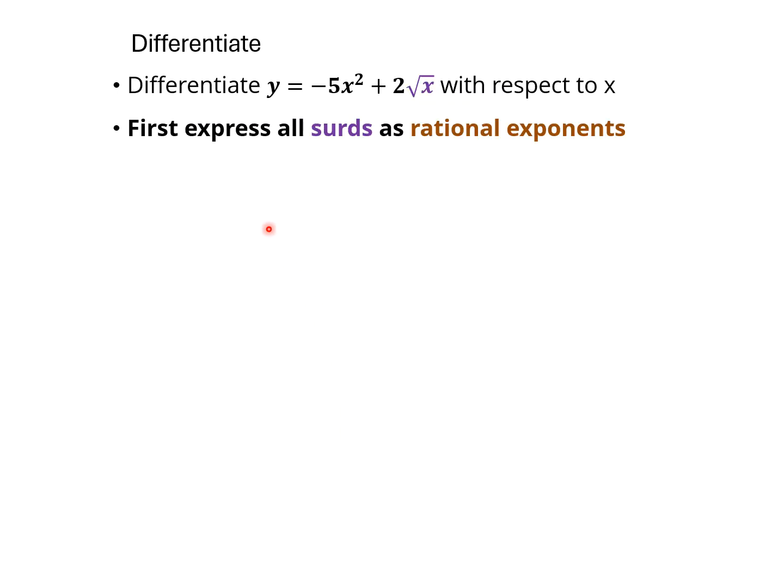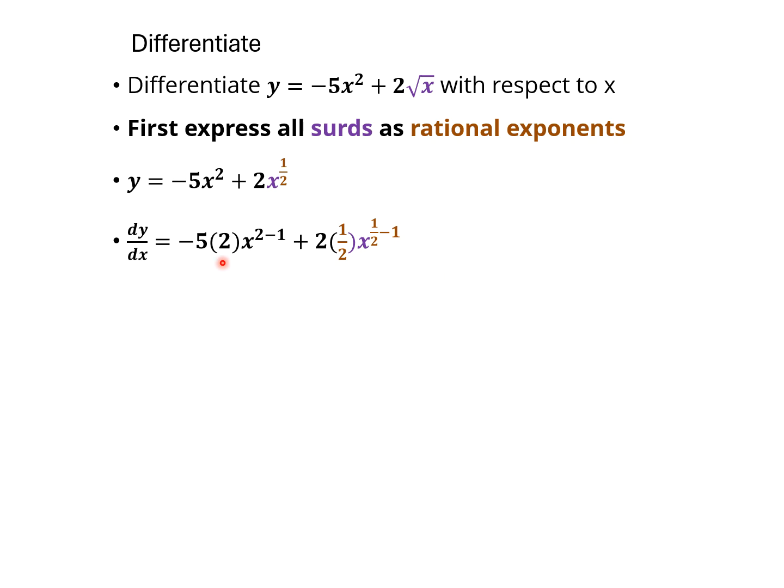So differentiate y equals negative 5x squared plus 2 square root x with respect to x. First express all surds as rational exponents. So square root x would be written as x to the 1 over 2, or x to the power half. So we have minus 5x squared plus 2x to the half. Differentiate: 2 times negative 5, 2 minus 1. Take note, because they gave me y, I write dy over dx. Then half times 2, half minus 1.